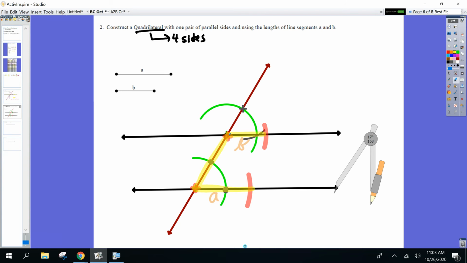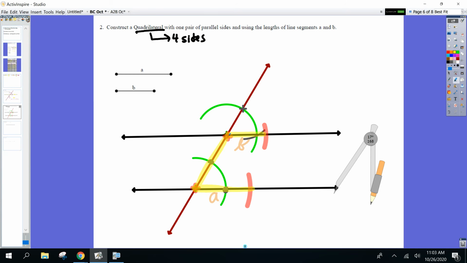I thought it said construct a quadrilateral with one pair of parallel sides that are the lengths of said segments A and B. Oh, did I change that this year? It says that are the lengths? Okay, never mind then. That had to be the parallel lines, okay. I didn't realize we changed that. I should have realized that.